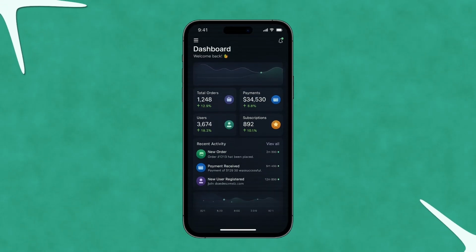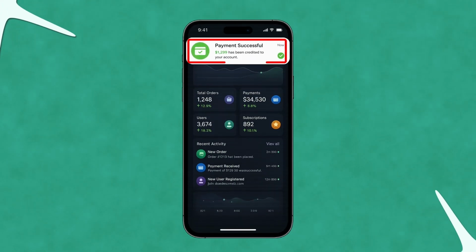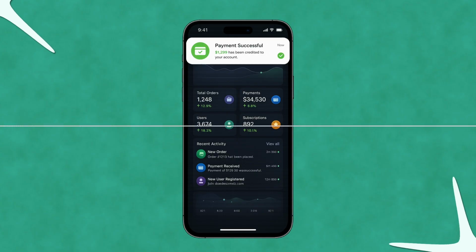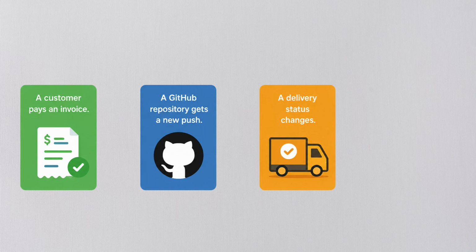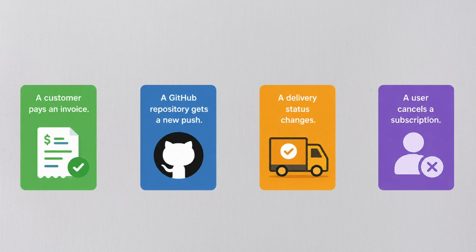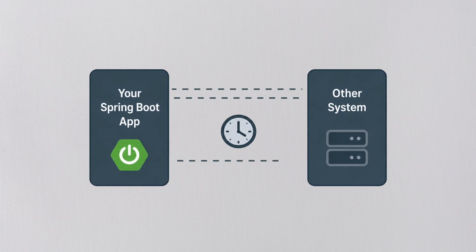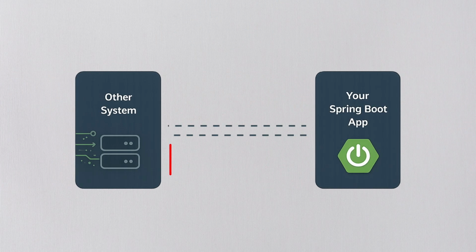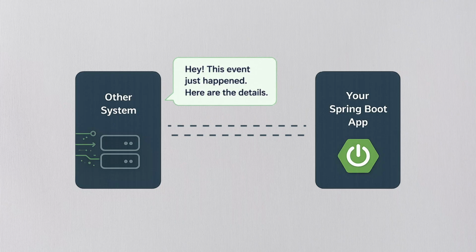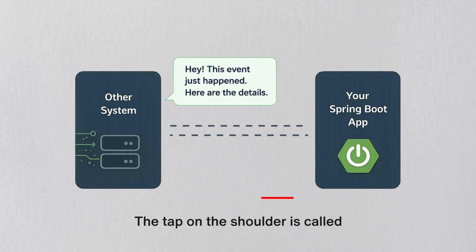What if your Spring Boot application could react the moment something happened in another system? A customer pays an invoice, a GitHub repository gets a new push, a delivery status changes, a user cancels his subscription. Your app doesn't need to keep asking, did something happen yet? Instead, the other system taps your app on the shoulder and says, hey, this event just happened. Here are the details. The tap on the shoulder is called a webhook.